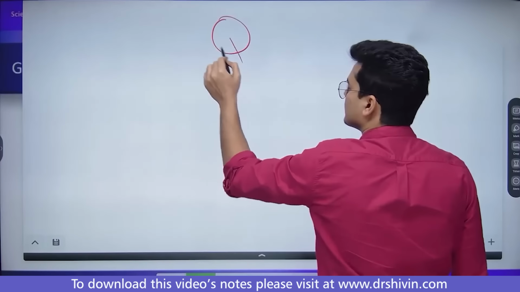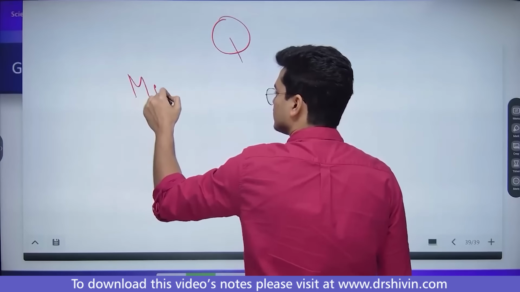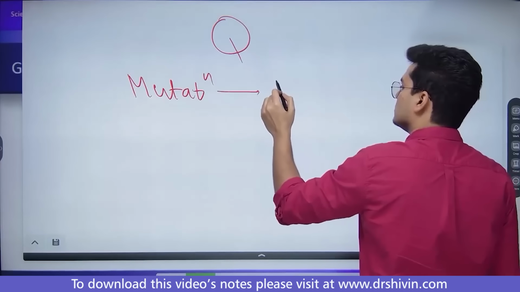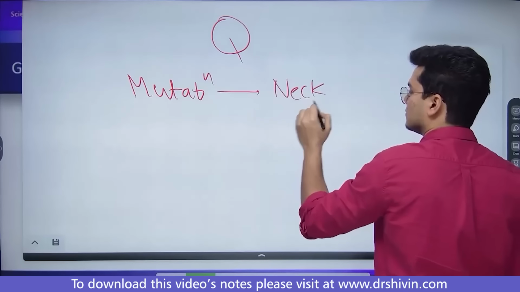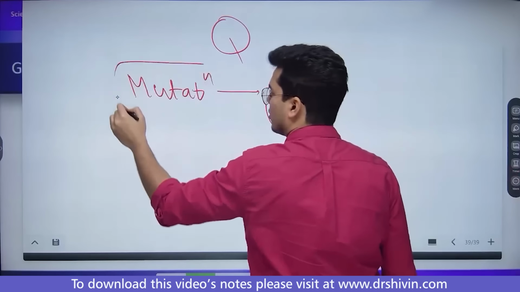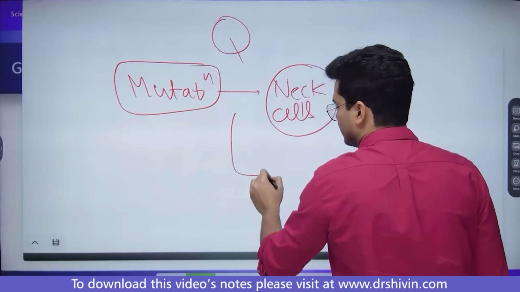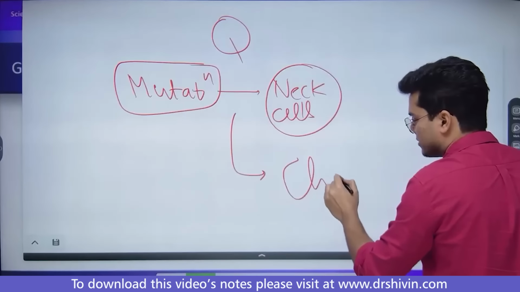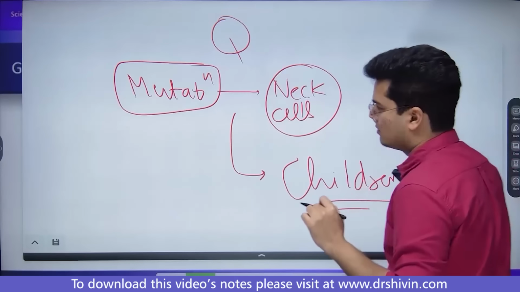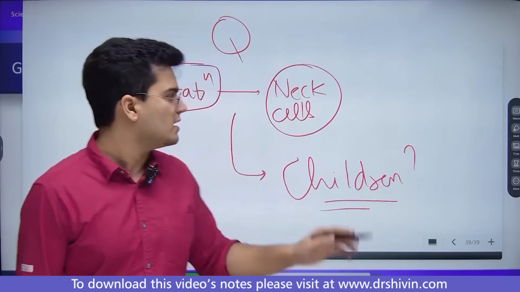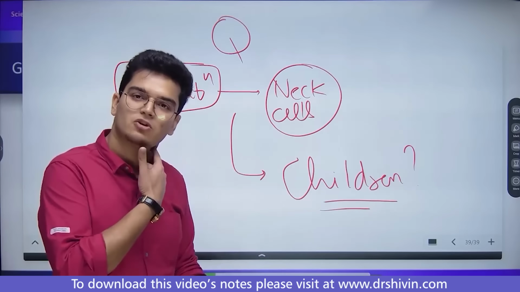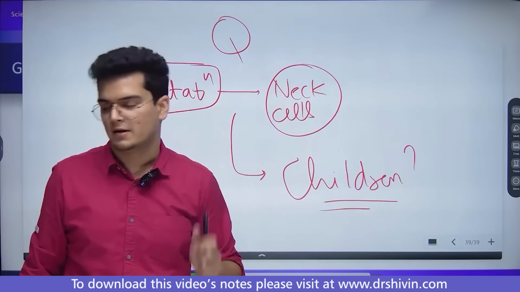The question is, a mutation happens in my neck cells. A mutation has happened in my body's neck cells. Will this mutation be passed on to my children? Yes or no? A mutation has happened in my neck. Will this cell pass this mutation on to my children or not? Tell me.